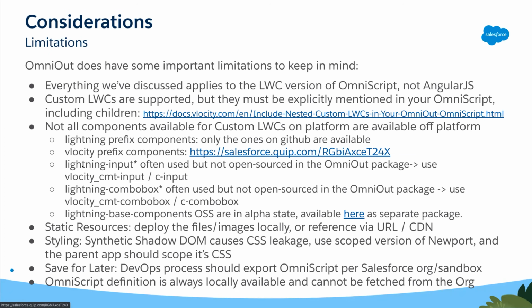These are the two components, Lightning Input and Lightning Combo Box, that we see people very often use inside their custom components, and then they get some errors because these are not open sourced. And when I say that they're not open source, they're not part of the OmniOut package, right? You might find another NPM package that supports those, like the Lightning-based components, which are in alpha state, I think. But they are not included in the OmniOut package, right? So you have to additionally install these if you want to use the Lightning input, for example.